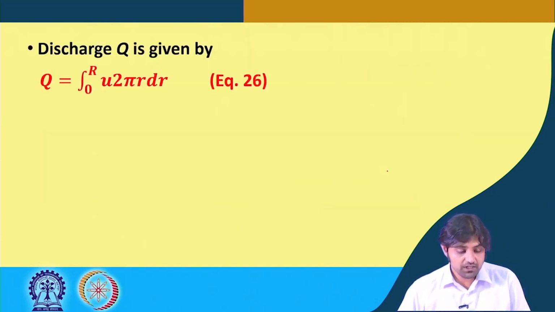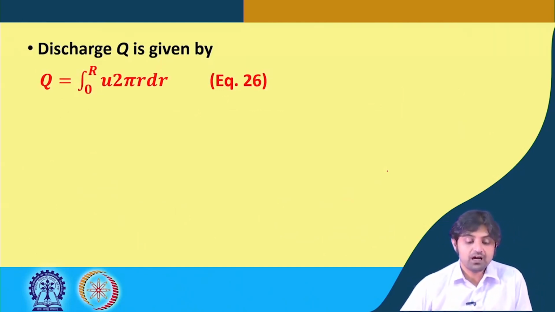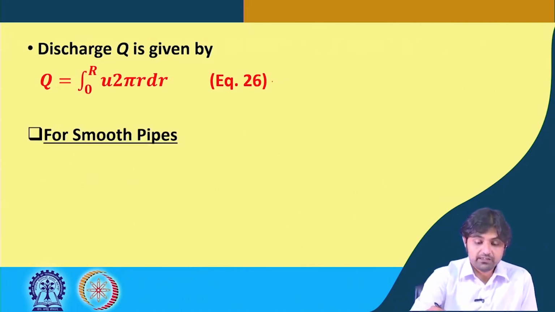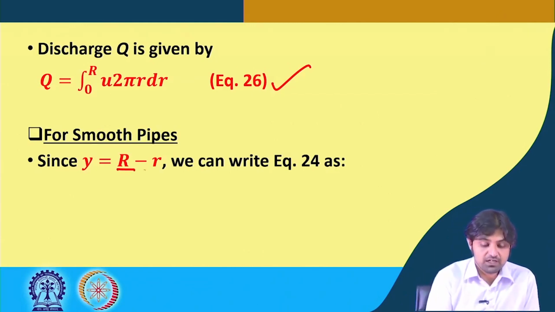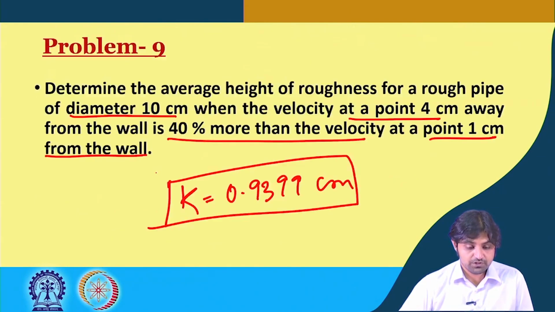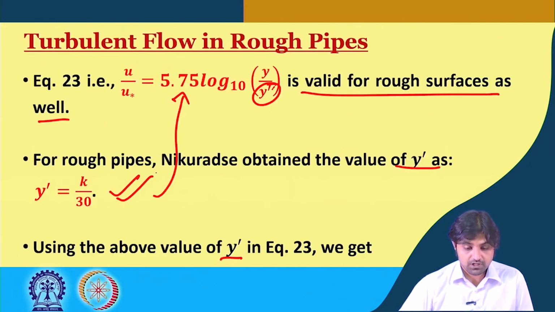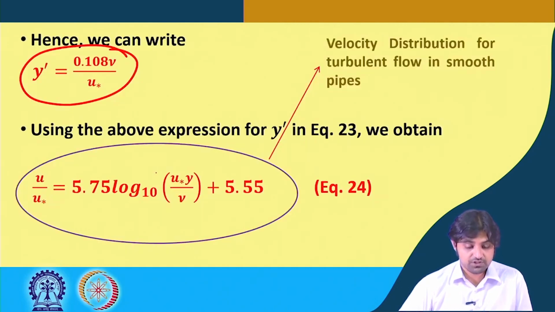Discharge Q is given by integral 0 to R of u into 2 pi r dr. Now can we calculate it for smooth pipes? Yes. Since y is equal to capital R minus small r, we can write equation 24. If you do not remember equation 24, I will take you to equation 24. So this was equation 24.